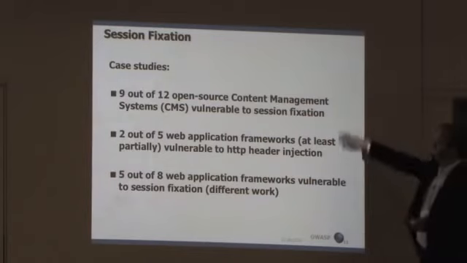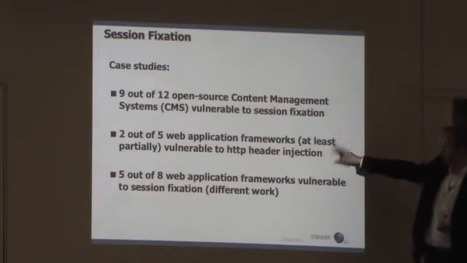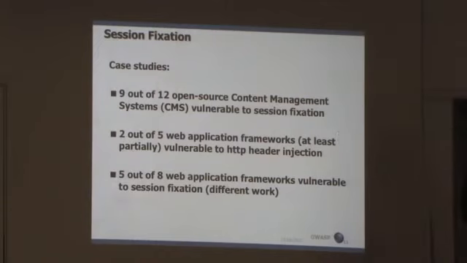9 out of 12 open source content management systems were vulnerable to session fixation in one way or the other. Most of the ones were cookie-based. If you look at web application frameworks, the easiest way to set a cookie on the client is header injection. 2 out of 5 were vulnerable, and a different work says that 5 out of 8 web application frameworks are vulnerable to session fixation.